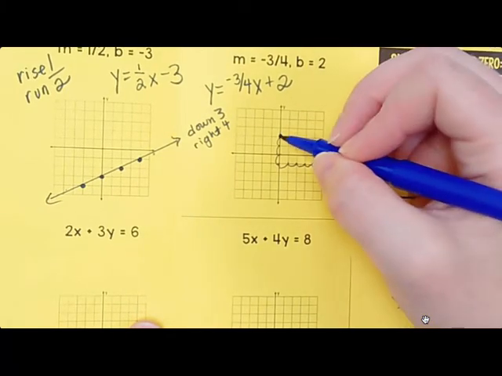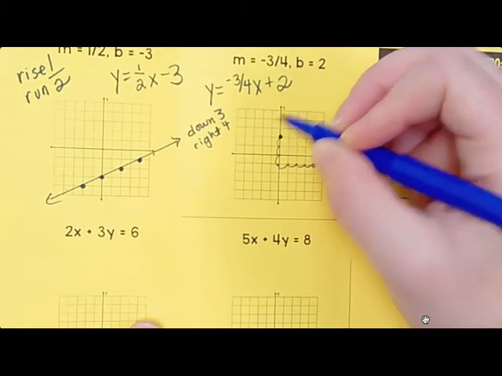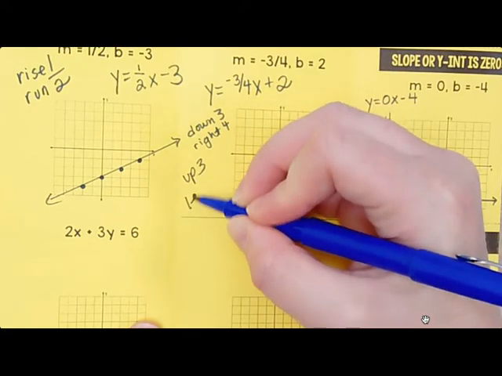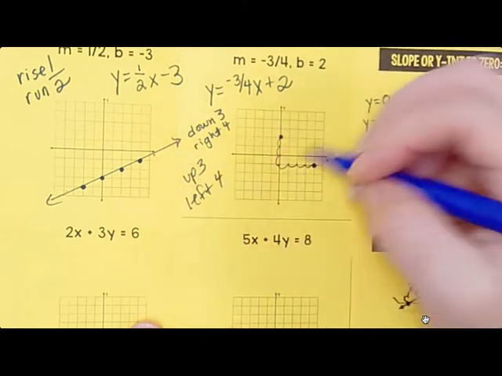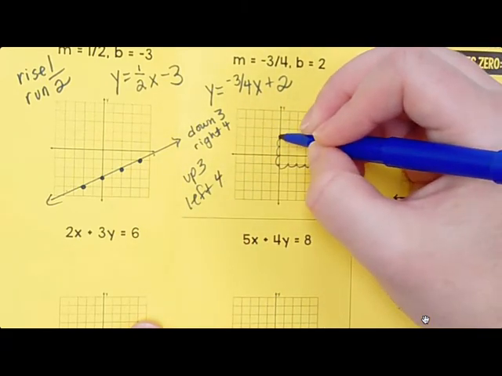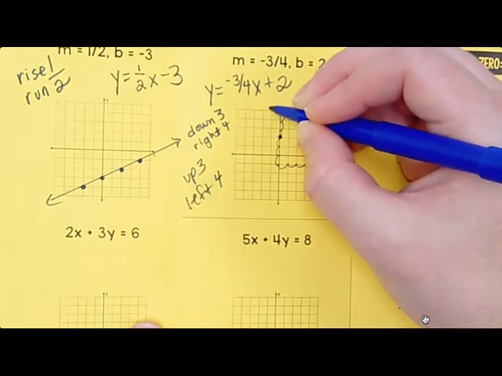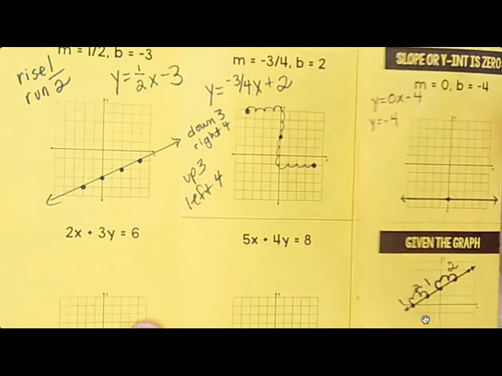And then we could go the other way. Go up 3, left 4. So you see how I'm switching these directions? And they should all be in alignment. So up 3, 1, 2, 3, over 1, 2, 3, 4.